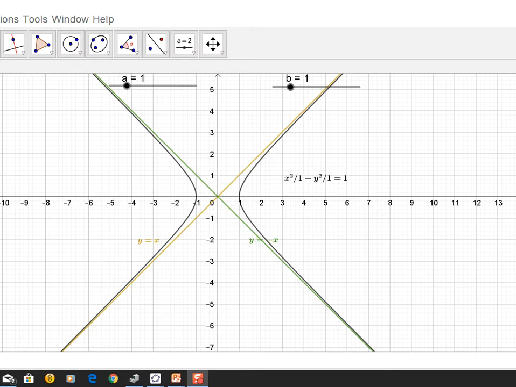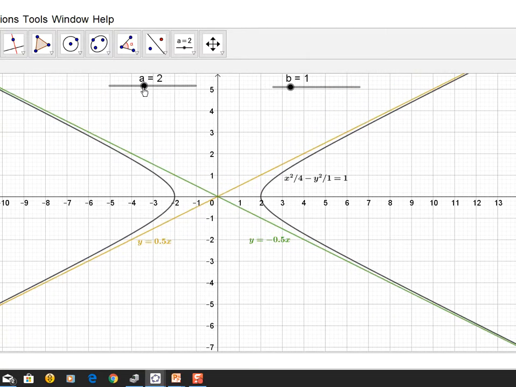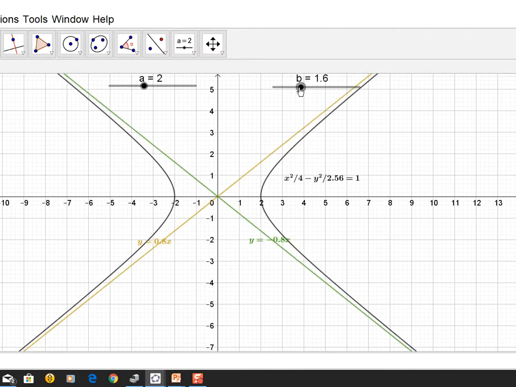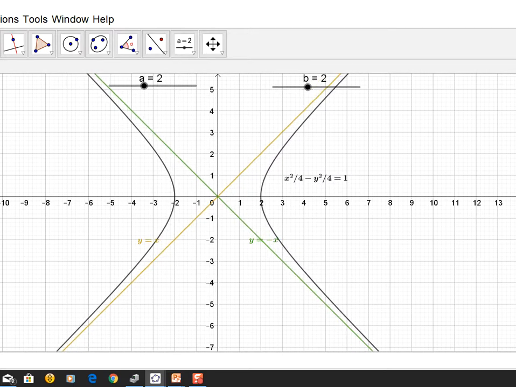We can consider, is that actually going to be the case every time we have a and b equal to each other? So let's just change a, let's make it 2 for example. There's a equal to 2. Now if we increase b, we know that's going to increase the gradient of the asymptotes, and when we get to b is equal to 2, you'll see again those asymptotes are at right angles to each other. So let's see if we can work out what the relationship is between the asymptotes and the values of a and b.